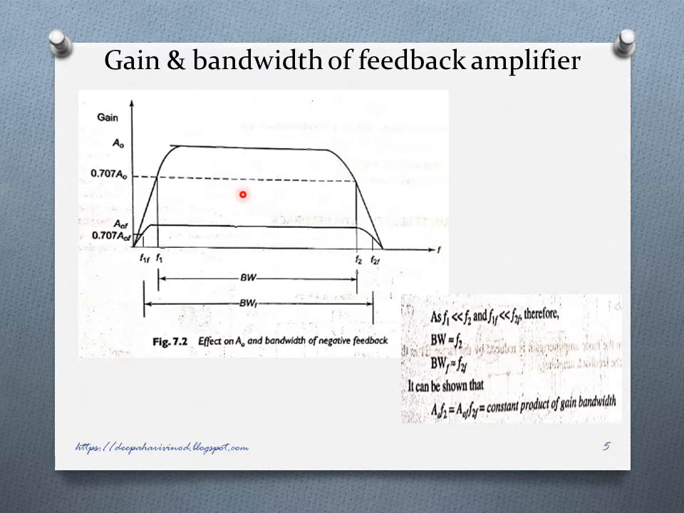And in the second case, the gain is reduced. If I choose a point at 0.707 of this maximum gain, draw the line here and mark down the upper and lower cutoff frequencies, that is f1f and f2f, we can see the bandwidth is from this point to this point. So if gain is reduced, the bandwidth has been increased. We can observe that in this figure, the effect of A naught and bandwidth of the negative feedback.